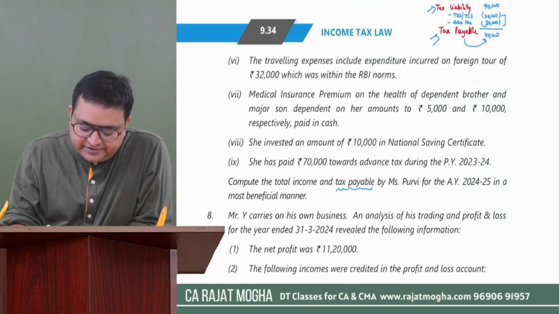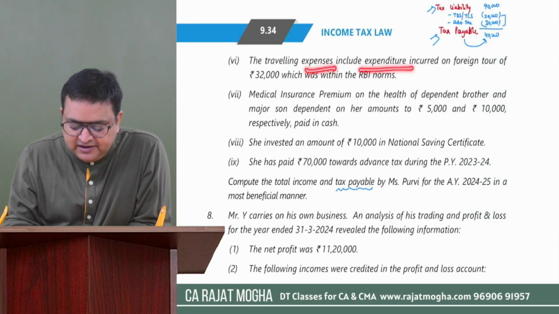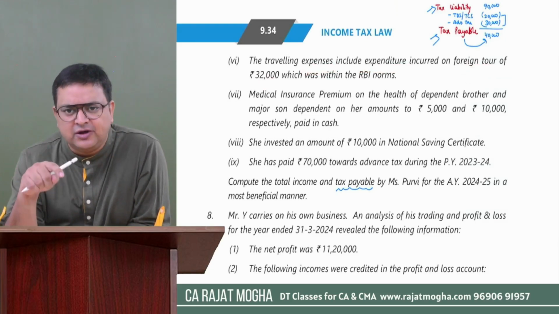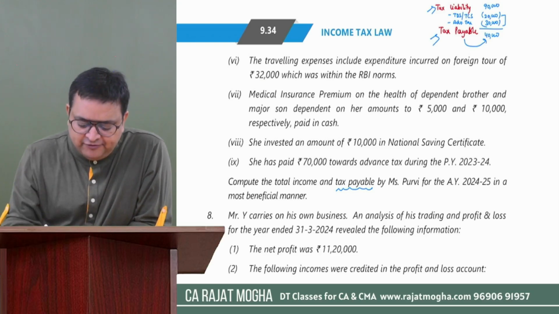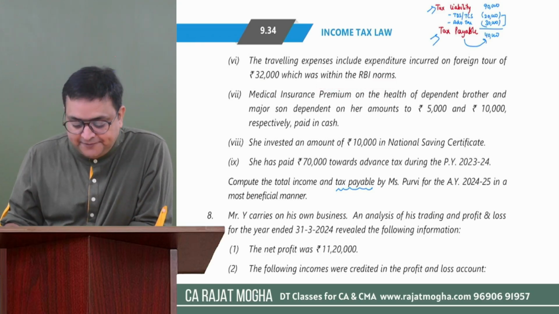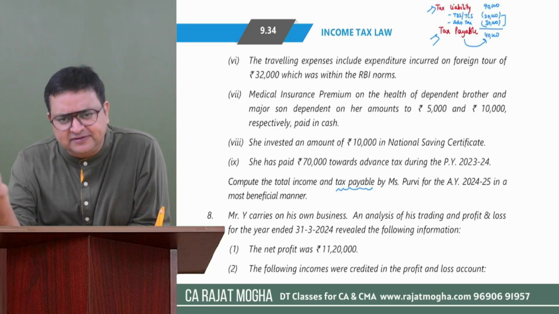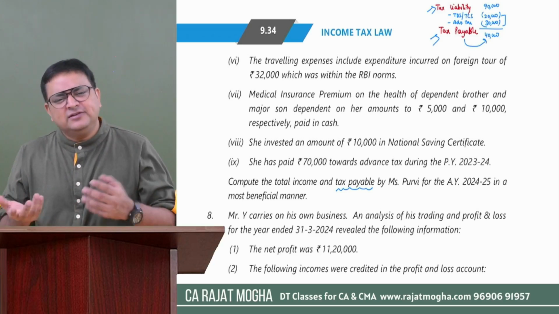Okay. Traveling expenses include expenditure incurred on foreign tour of 32,000. So traveling expenses include 32,000. That is for foreign tour, which was within the RBI norms. Okay. See, here it is not mentioned whether it is for personal purpose or not. So we will assume it is for official purpose.